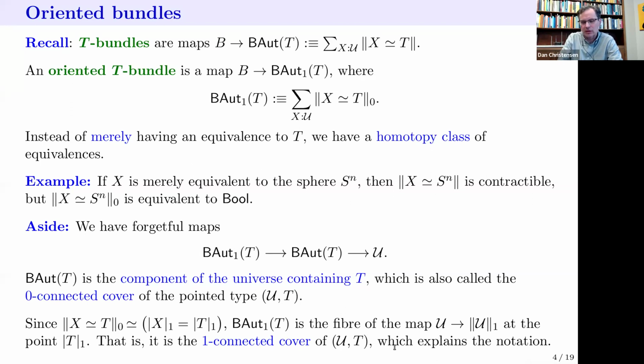And it is 1 connected, simply connected, and it's the universal simply connected type mapping to U. So it's also called the universal cover. And that's where the 1 comes from in the notation, because it's a 1 connected cover.